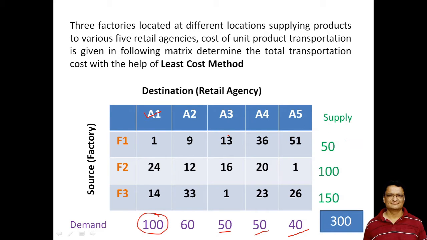Now you can see that the total supply from all three factories is equal to 300, and at the same time the total demand from all five retail agencies is also equal to 300. So this is a balanced transportation problem. If these two figures do not match, the problem becomes an unbalanced transportation problem, and we need a different approach to solve that kind of problem.